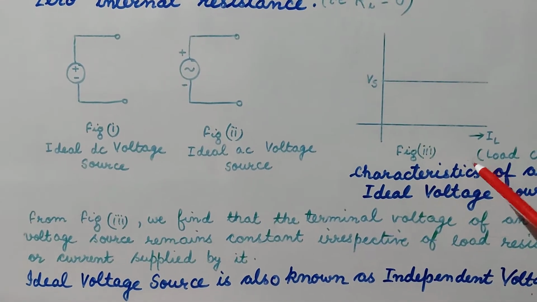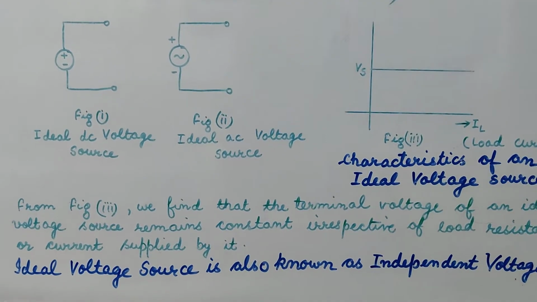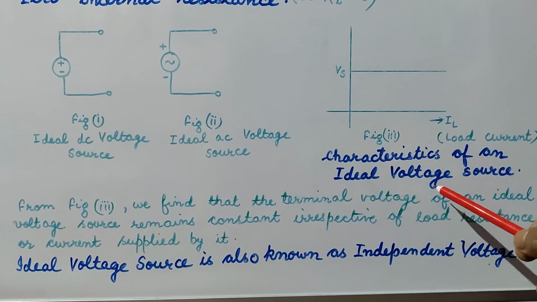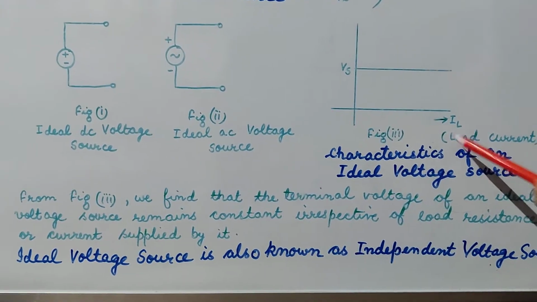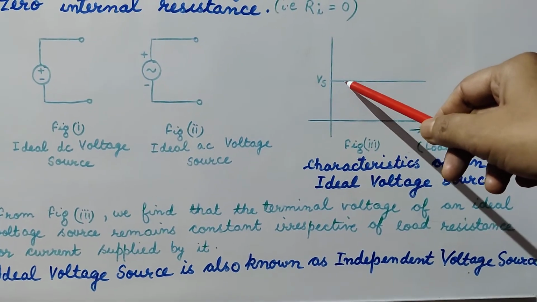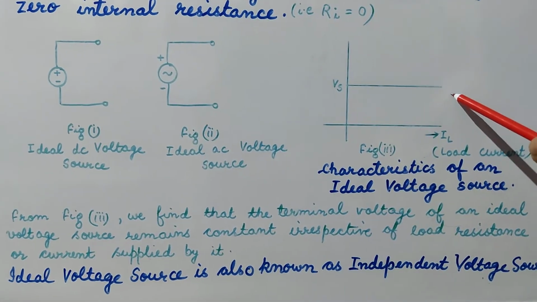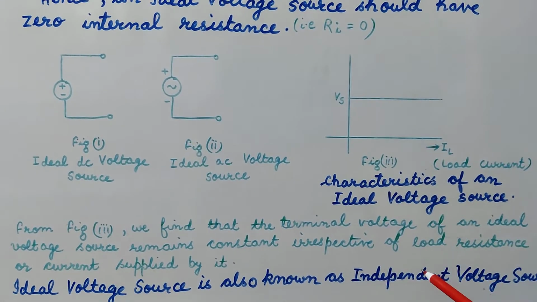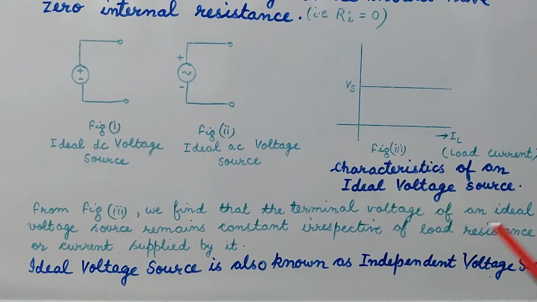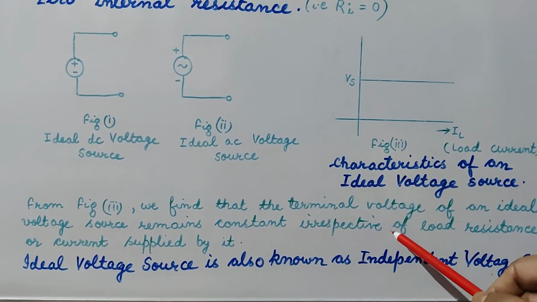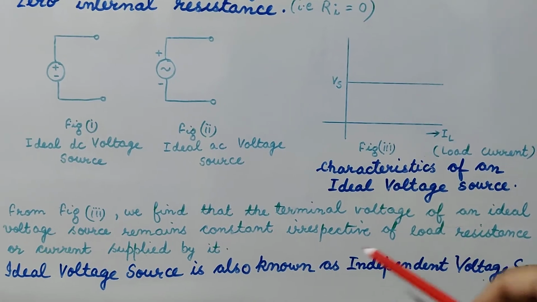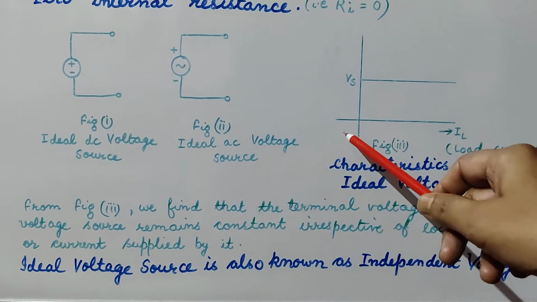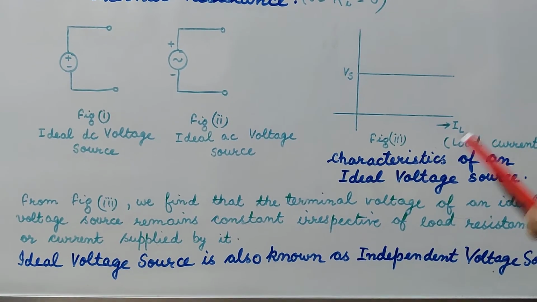Now from figure 3, we find that if we draw the plot of the voltage and current of an ideal voltage source, then we will get a straight line whose value will be constant at Vs. So we find that the terminal voltage of an ideal voltage source remains constant irrespective of the load current or the current supplied by it. That is why the graph is a straight line parallel to the current axis.